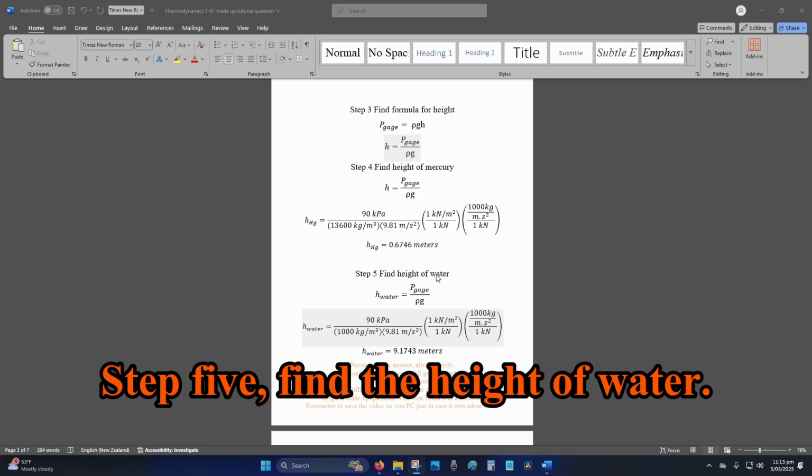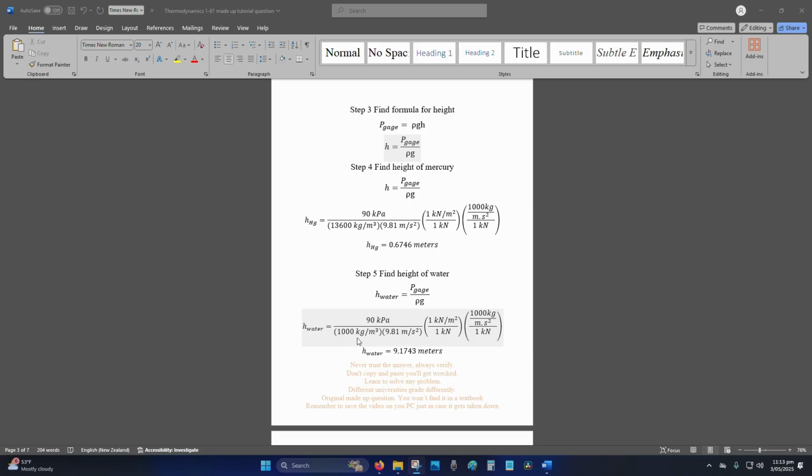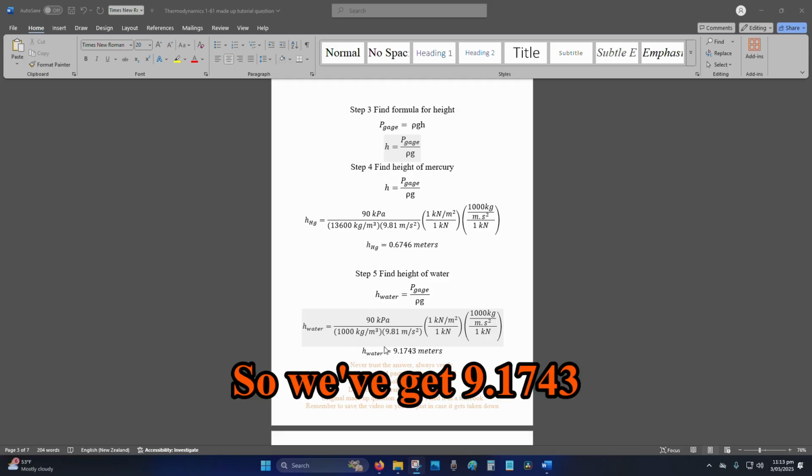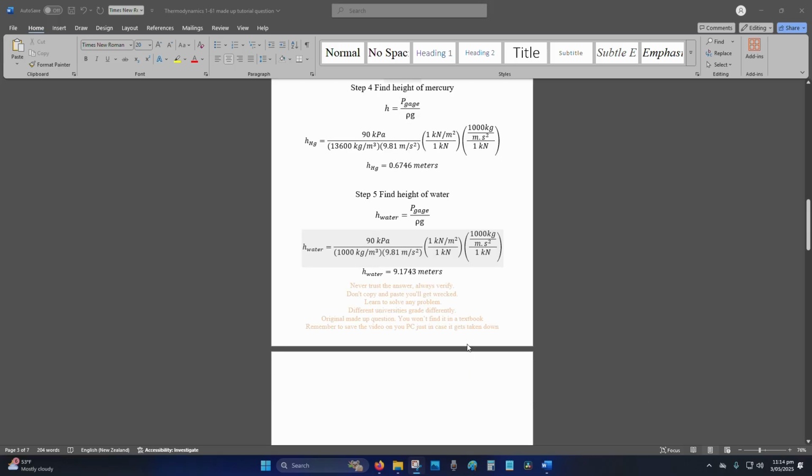Step 5, find the height of water. Rinse and repeat the same formula but use a different density. So we've got 9.1743 meters for the height of water.